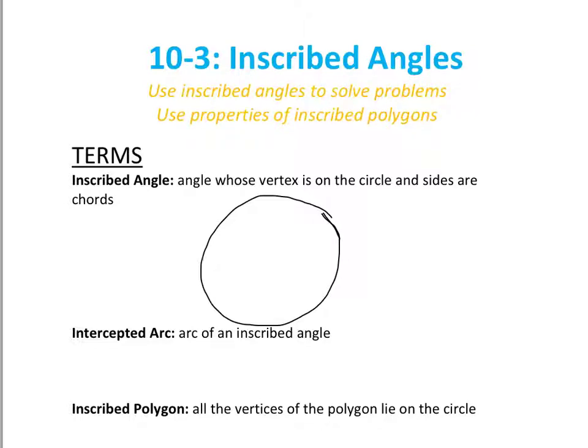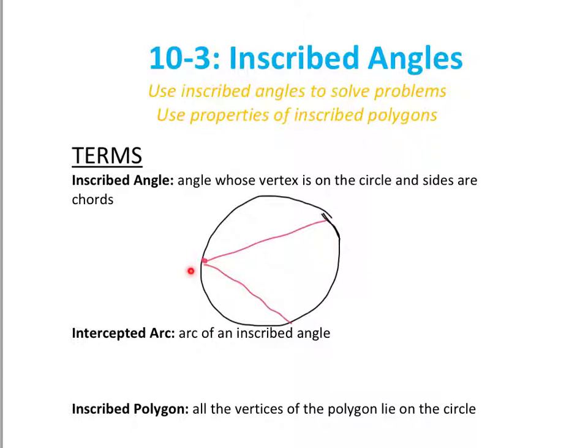So an inscribed angle is going to have a vertex here, and it's going all the way across the circle like that. If you notice, both sides of the angle are chords, right? And all the ends are on the circle. That's an inscribed angle.